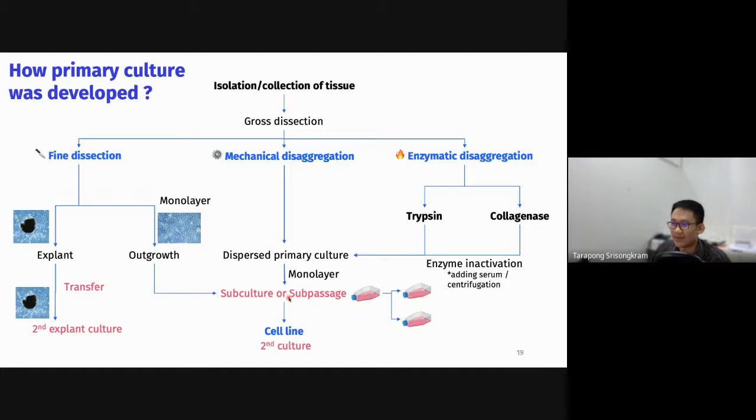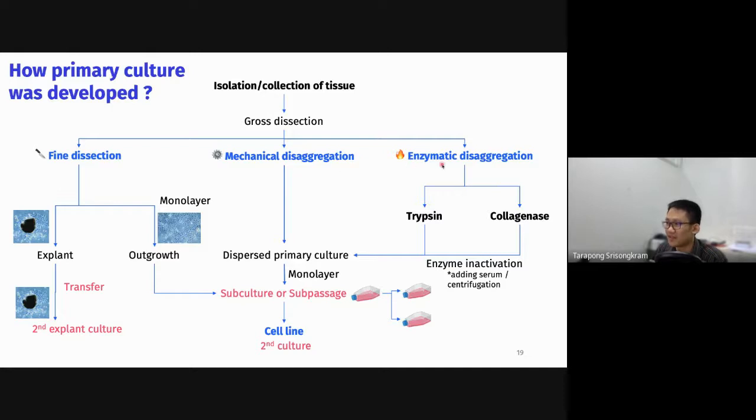And before I go to the subculture process, I would like all of you to know how these cells are collected. The primary cells are collected by three methods. The first one is the fine dissection that I mentioned earlier, the second one is mechanical disaggregation, and the last one is enzymatic disaggregation. For mechanical disaggregation, we can use saline to push the cells and use force to suspend the cells into single cells and let the cells grow in the flask as a monolayer.